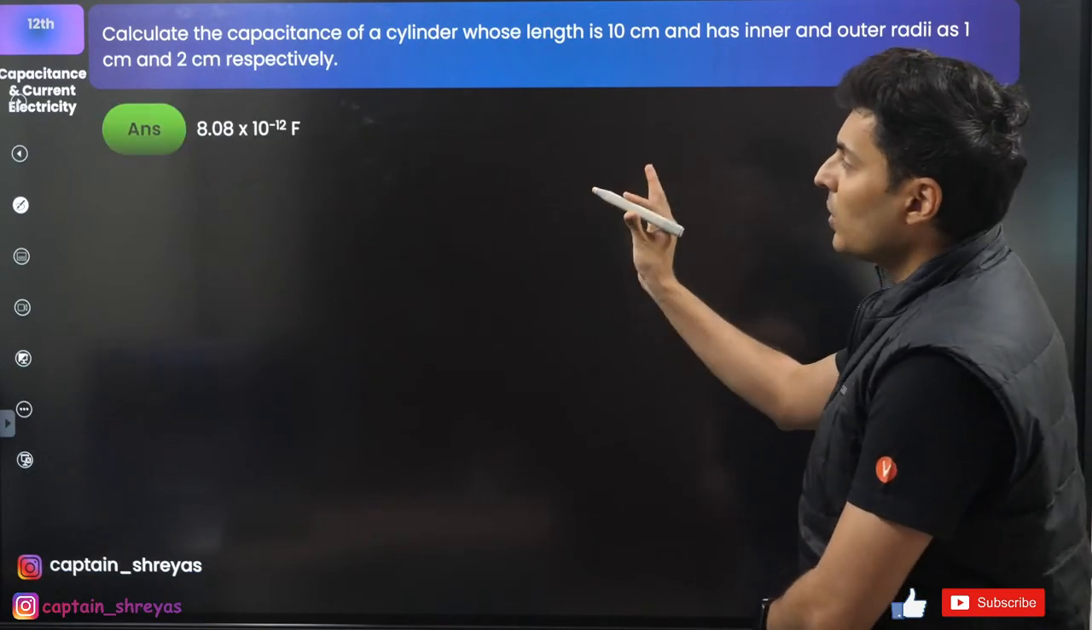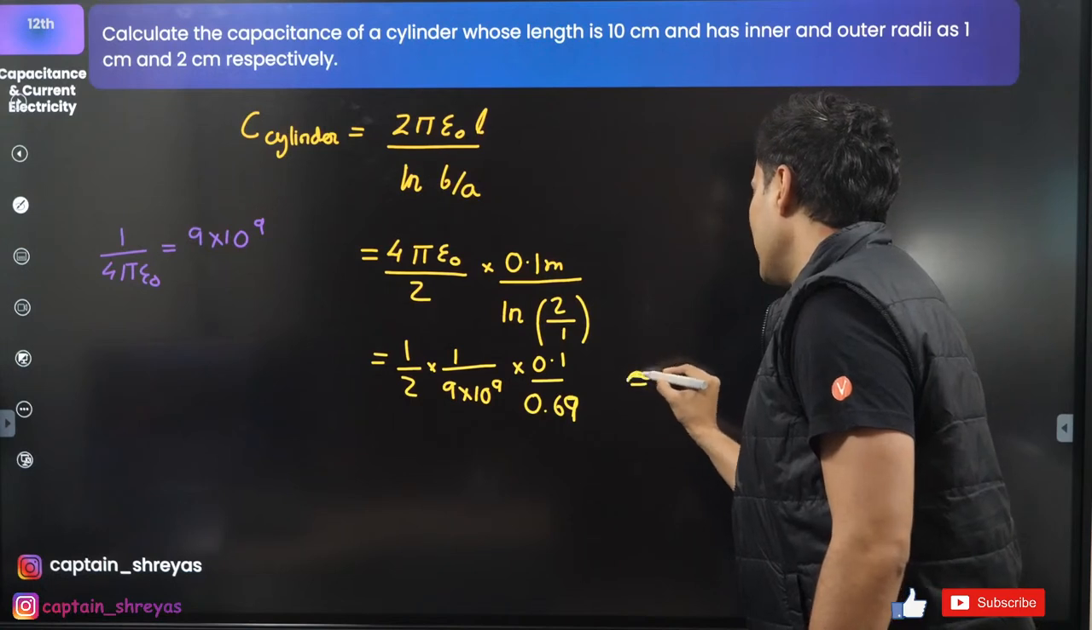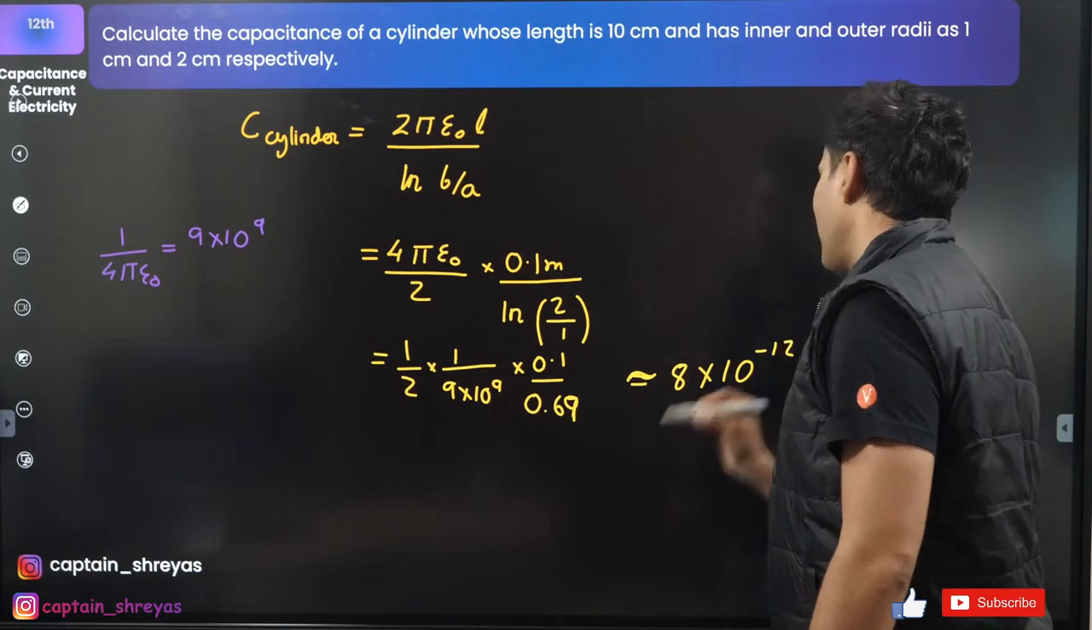You should get it close to 8 into 10 to the power minus 12. So approximately, you will get it close to 8 into 10 to the power minus 12 farad. That's what it is.